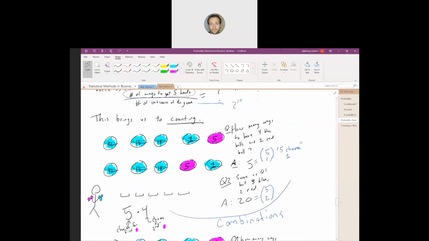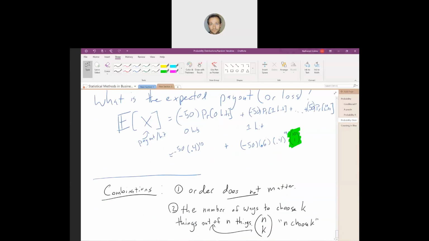We have 5 choose 1 and 5 choose 2. So 5 choose 1 is the number of ways to choose one thing out of 5. Here, the choice is where you are putting a red ball. You have 5 balls, one of them is special. So how many ways can you choose that one special ball out of 5? The second is 5 choose 2. That's when you have 2 red balls. So out of 5 balls, what are all of the different ways you can choose 2 things out of a set of 5? So that's the concrete example.